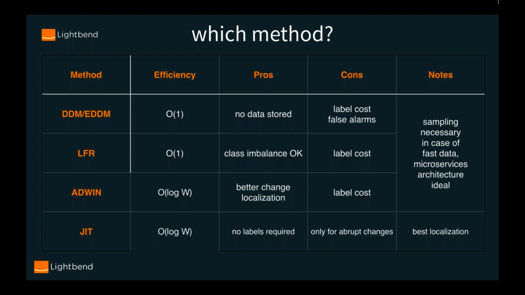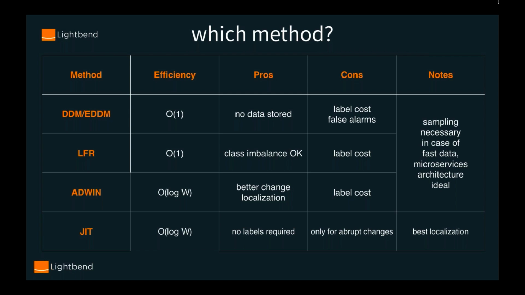But these are essentially the supervised methods available. And so to make these methods useful, we need to address the main drawback, which is labeling cost. So there needs to be some sampling stage, and this is an ideal scenario for using microservices-based architectures to provide that functionality. JIT, just in time, again has log W time complexity. It doesn't use labels, so that is a great advantage for it. But it's useful only for abrupt changes, unfortunately. It's not good for gradual drift.